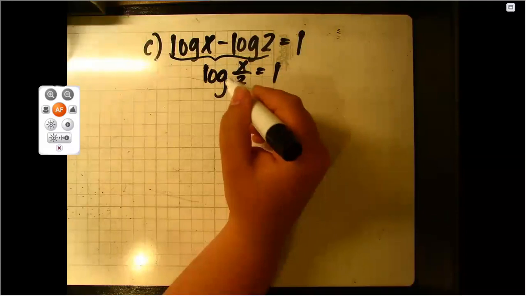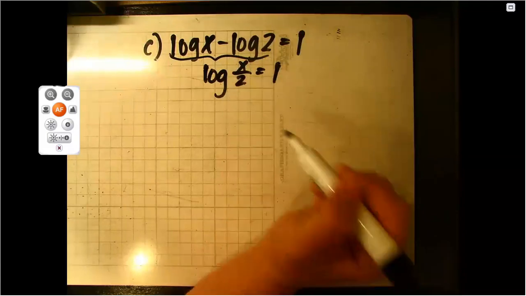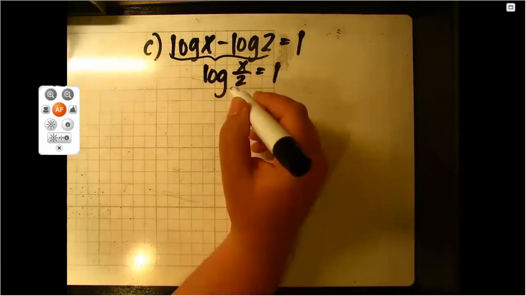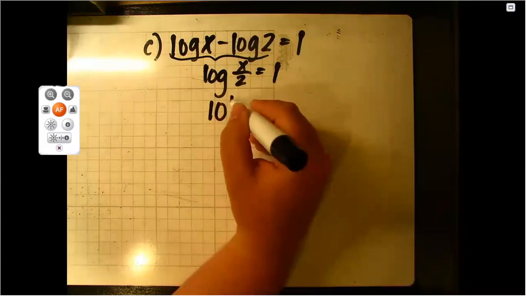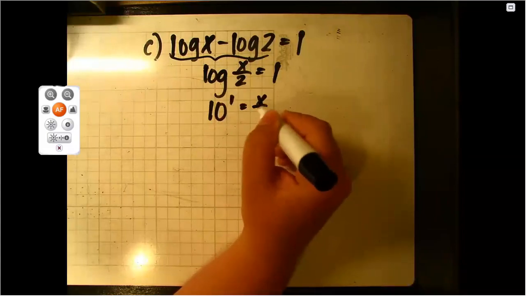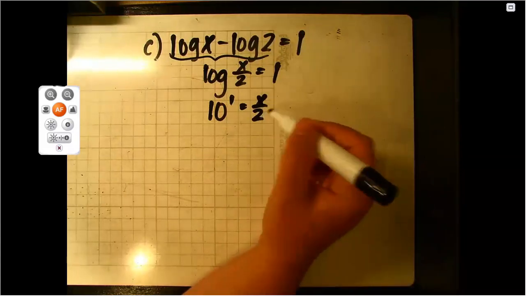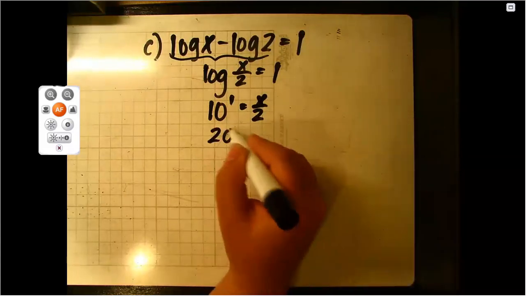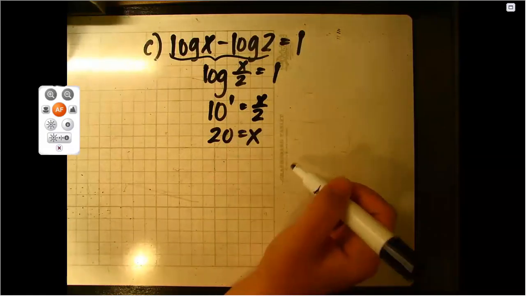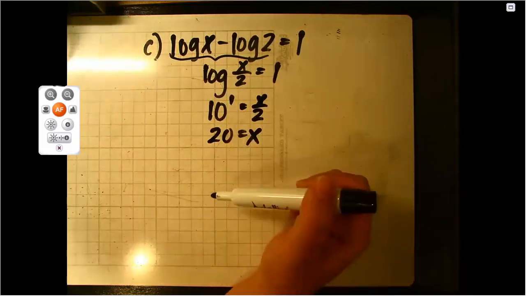Now remember, if there's nothing written here, that's our common log, which is base 10. So this one is 10 to the first power equals x over 2. Well, 10 to the first power is 10, and then I can solve for x by multiplying by 2. So we get x equals 20. Double check, if I plug it in, it stays positive, so it works.